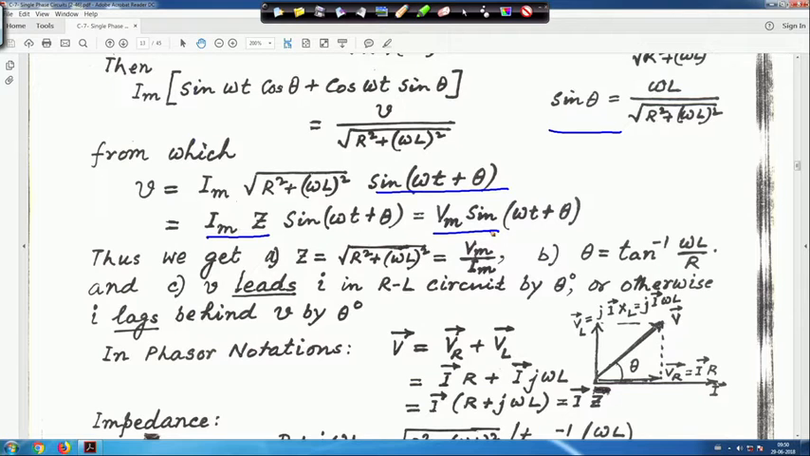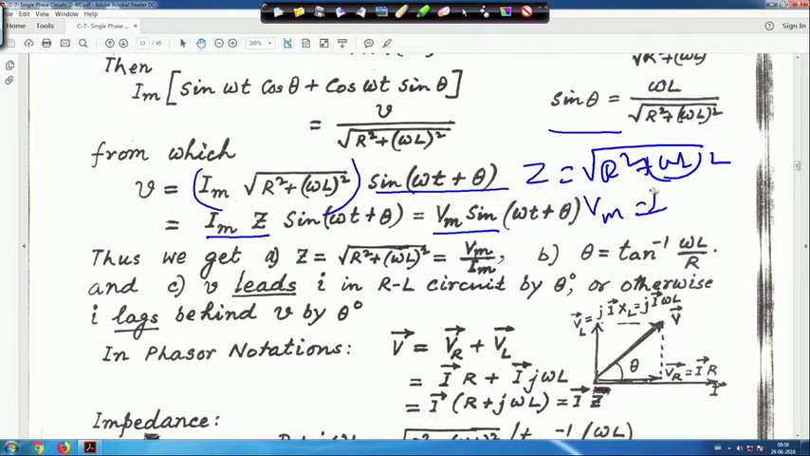That means Im into root over R square plus omega L square is the term. So Z is equal to root over R square plus omega L square. This is actually the impedance of this RL circuit. Vm is equal to Im into Z, these are all magnitudes. Therefore Z is equal to root over R square plus omega L square is equal to Vm by Im.